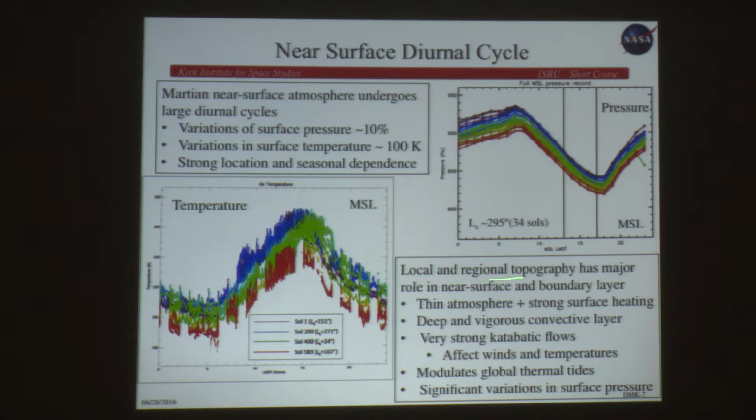I should note that local and regional topography plays a major role in the near surface and boundary layer. Basically, it influences your weather, much like on Earth, but to an even larger extreme. There's a thin atmosphere and strong surface heating, and so you develop, as I said, a vigorous convective layer and a lot of winds around that. But on the other hand, because the atmosphere is so thin, the winds really don't have that much force in them.